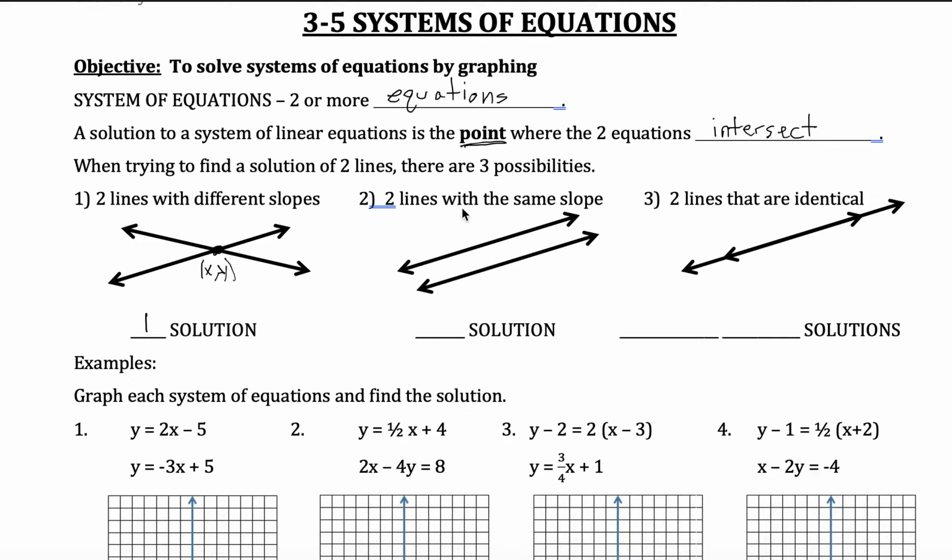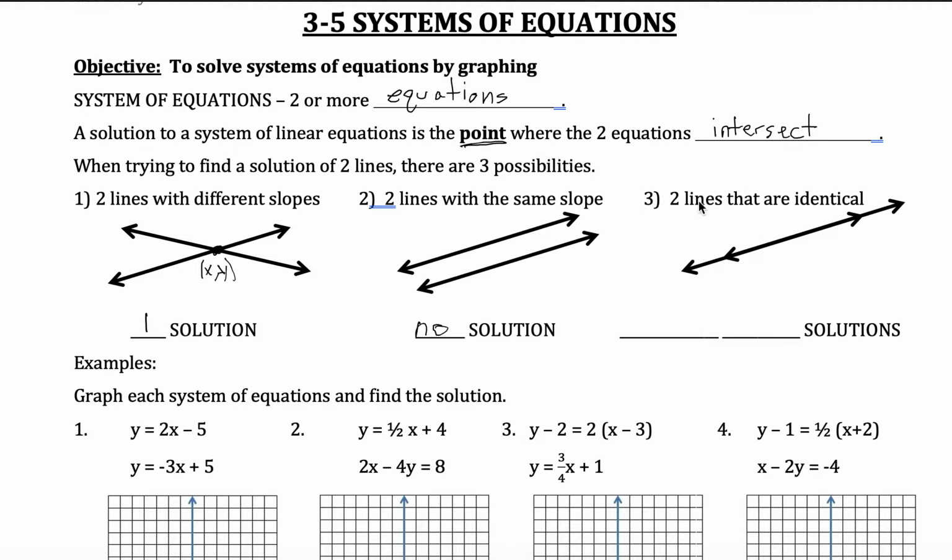The second possibility that you could have when finding the solution to a system of two lines is you could have two lines with the same slope. So if you look, when we have two lines with the same slope, another word that we could use to describe those is that we have two parallel lines. They never intersect, so we're never going to have a solution. So our answer to this would be no solution. There's no intersection point to have a solution.